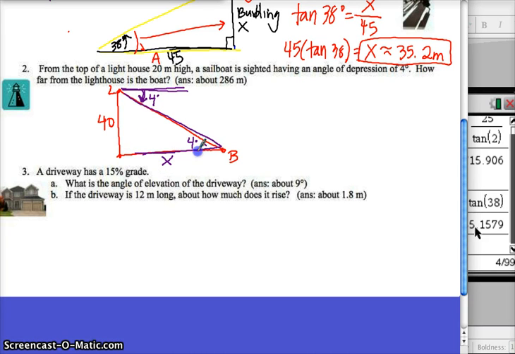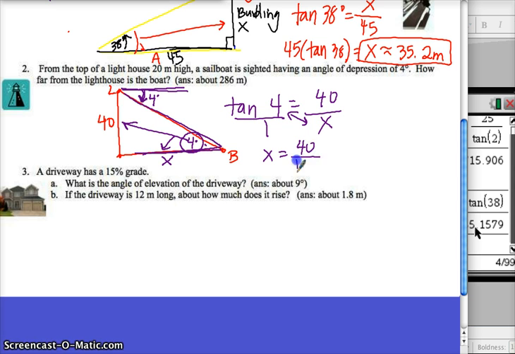So how far from the lighthouse is the boat? We're trying to find this distance. Well, once again, if you notice, this is my opposite, this is my adjacent. We're using tangent again. So tangent of 4 degrees equals 40 divided by x. Because my variable's in the denominator, I switch places. So x equals 40 divided by tangent of 4. You should plug that in and get about 286 meters.